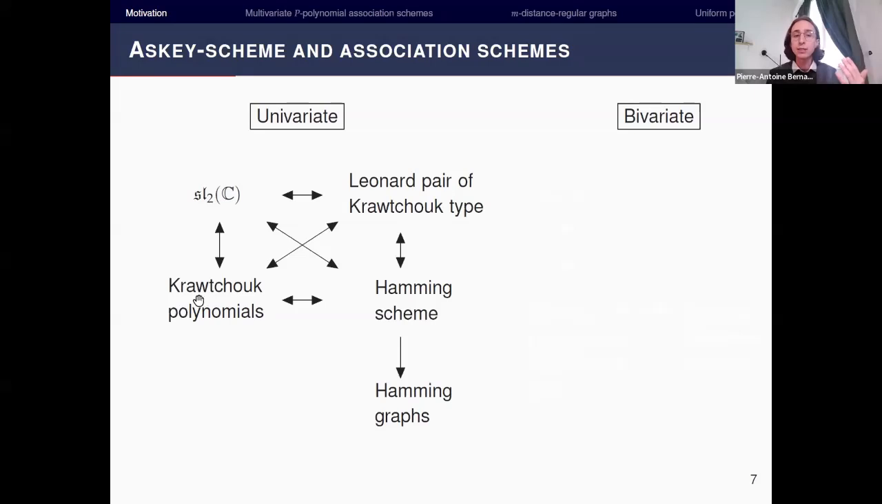In terms of algebra, these Krawtchouk polynomials are known to be related to SL2. They are related, in linear algebra, to the concept of Leonard pair. You probably know that they are associated to the adjacency matrices of the Hamming scheme. If you take a Krawtchouk polynomial of the first adjacency matrix of the Hamming scheme, you get the other adjacency matrices in the scheme. And by the same way, they are related to the Hamming graph.